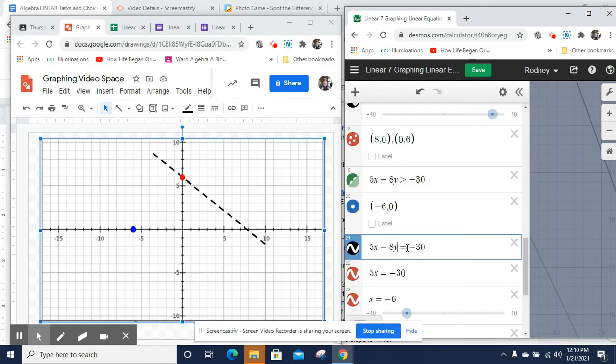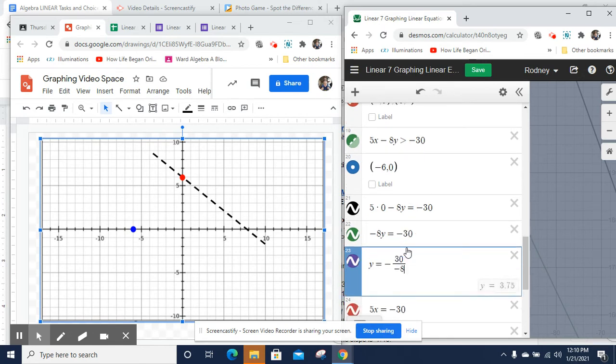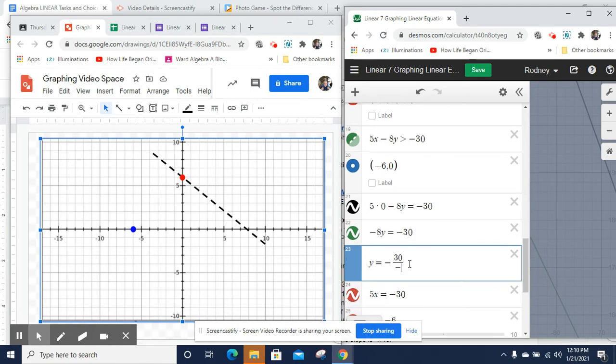So I'm going to turn that to a y and make the x into a 0 to find the y-intercept. So I don't care about 5 times 0. I'm going to be left with negative 8y equals negative 30. So y will equal negative 30 over negative 8, which is 3 3/4. Okay, I'm going to simplify that to 4 and the 15. And the negatives actually go away because it's negative divided by negative.